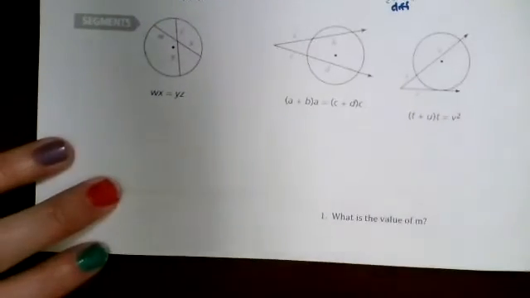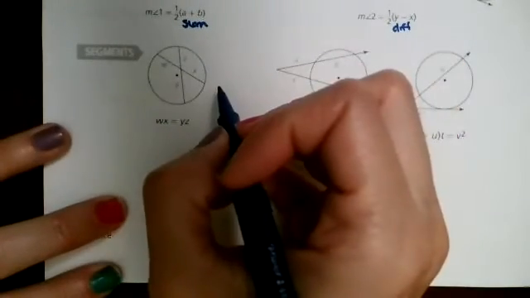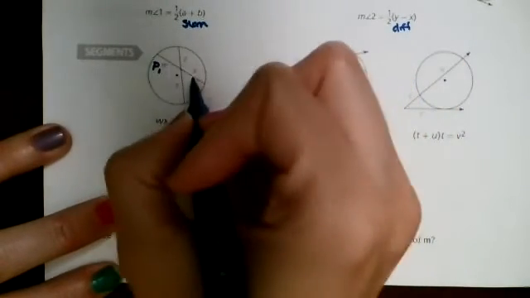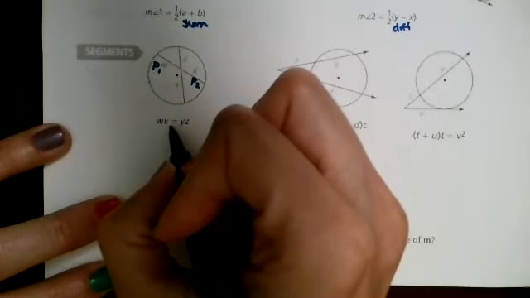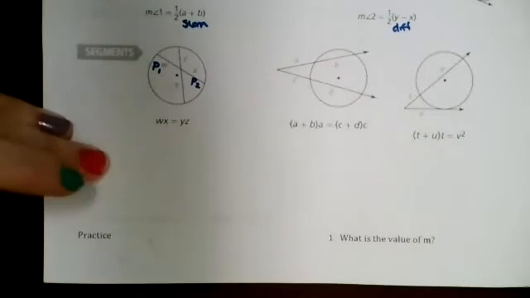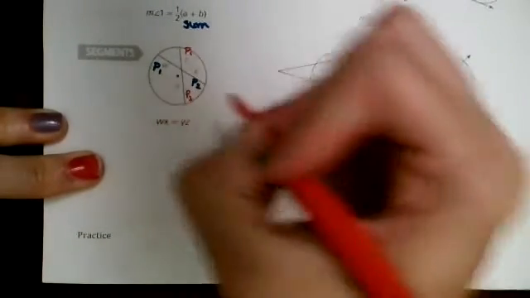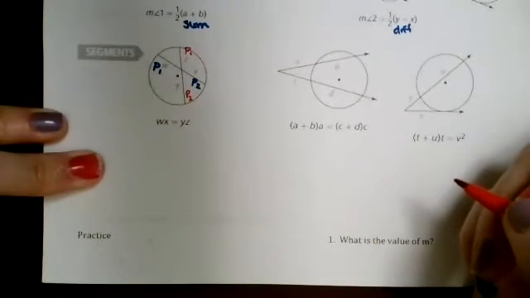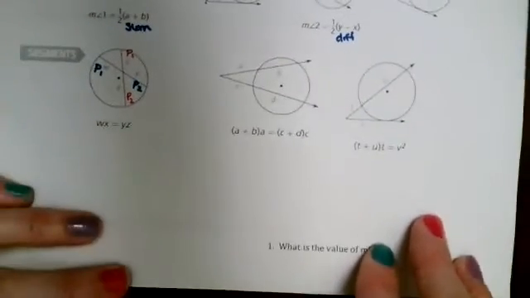The length of the segments, when you have chords, get split into two parts. This is like part 1, and this is like part 2. We multiply the two parts of the chords together, and then they're equal to part 1 times part 2 of the other chord. So you multiply the two parts together and set them equal.